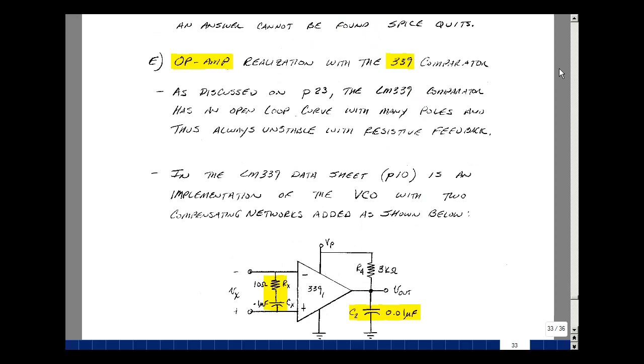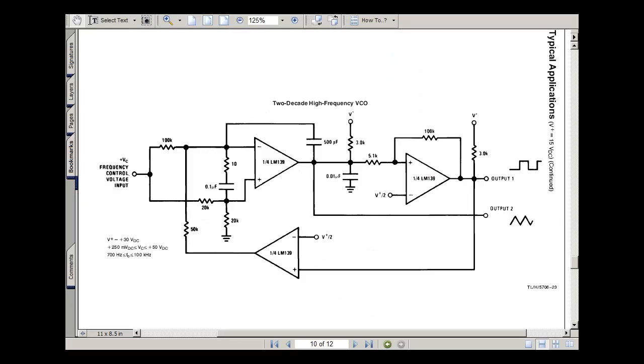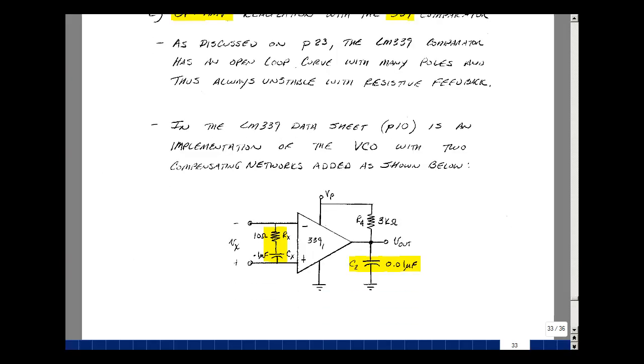Now, back on page 23, we talked about the LM339 comparator having an open-loop curve with many poles, and so it's unstable with resistive feedback or capacitive feedback too. Let's take a look at the data sheet and see what they did with this particular comparator to make it into a stable integrator. So here's page 10. You can see it's a circuit we just talked about, but there's something added here and something added over here. Let's go back and figure that out. So what we've got here is some kind of a compensation network, and likewise a compensation network over here. Let's see if we can figure out what these are doing.